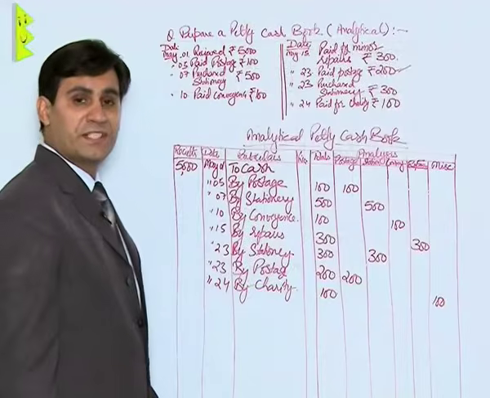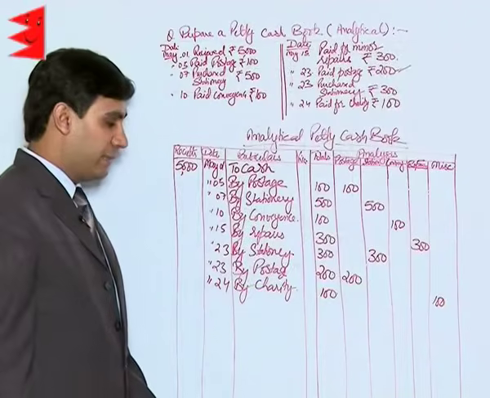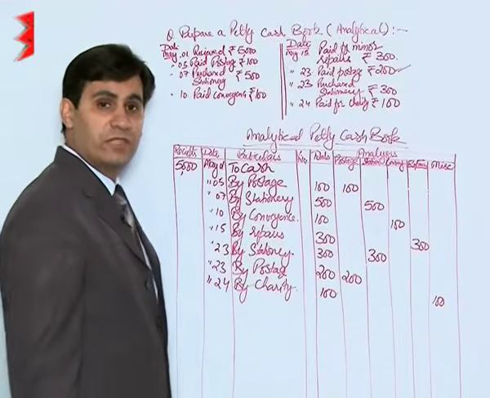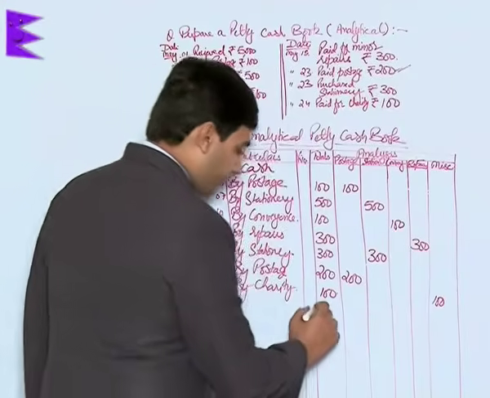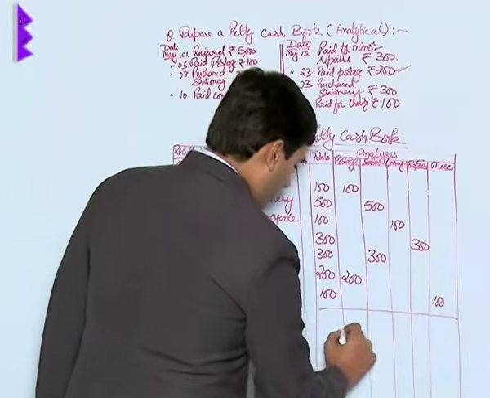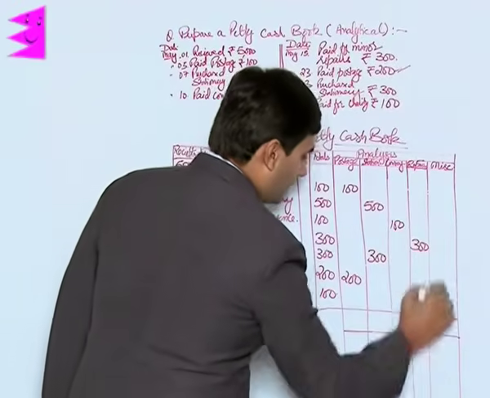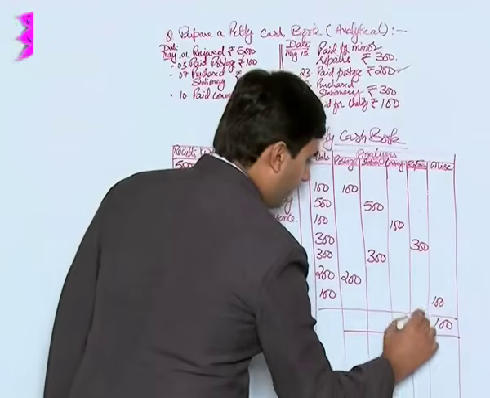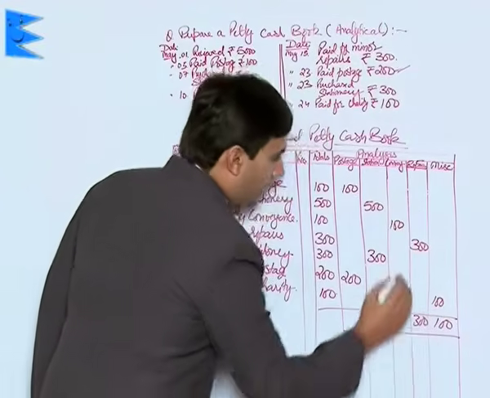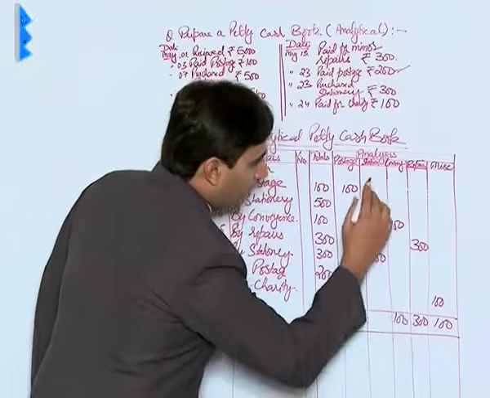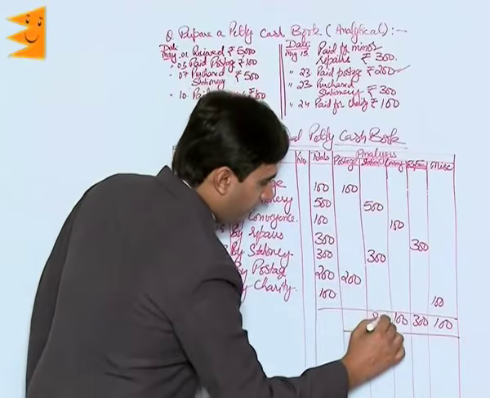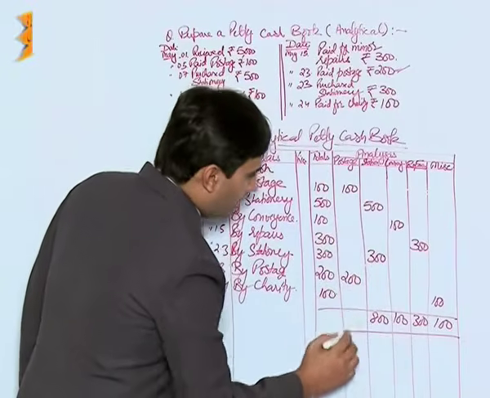Now all the postings have been made. Let us find the balance of cash that is resting with the petty cashier. Now students, totaling the sub columns first. Miscellaneous is 100, repairs is 300, conveyance is 100, stationery is 800 and postage is 300.